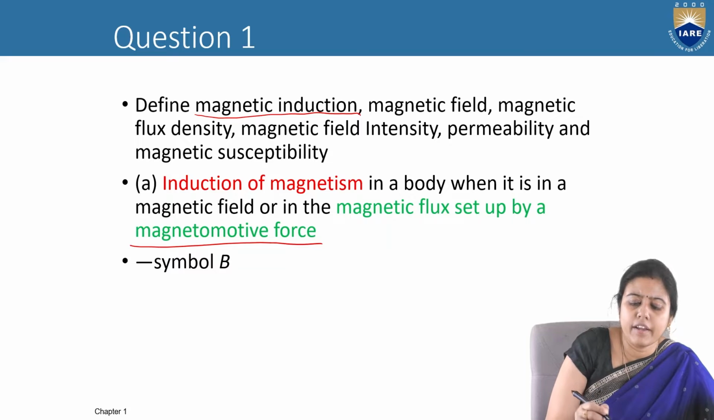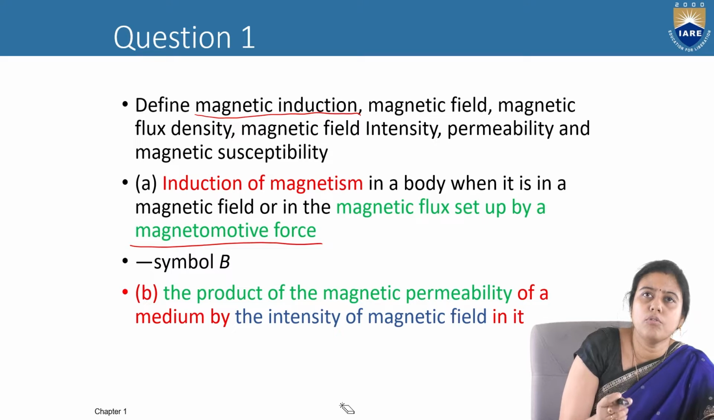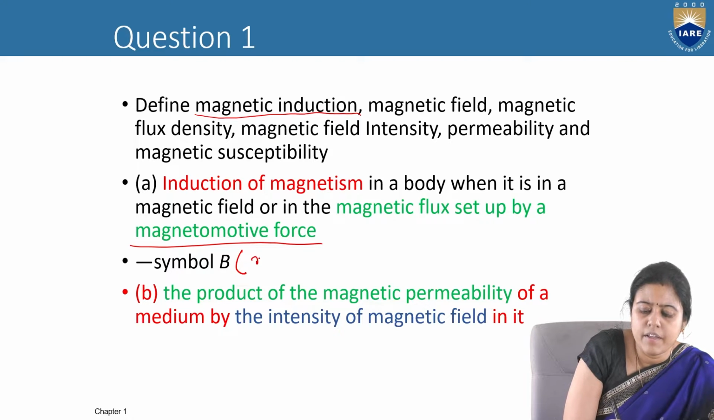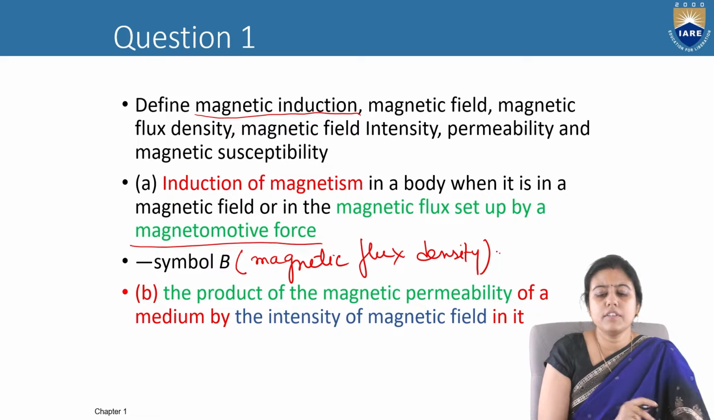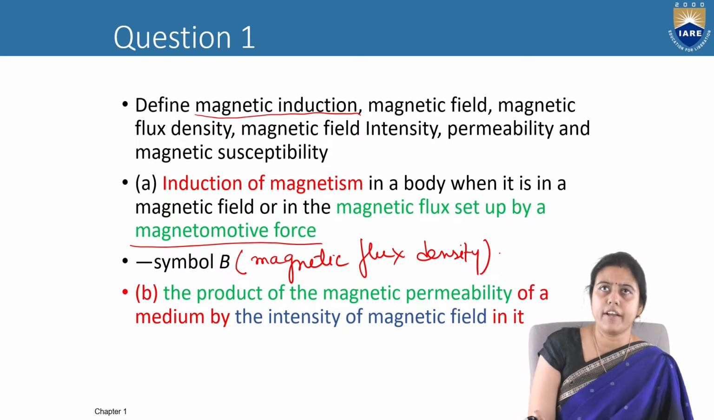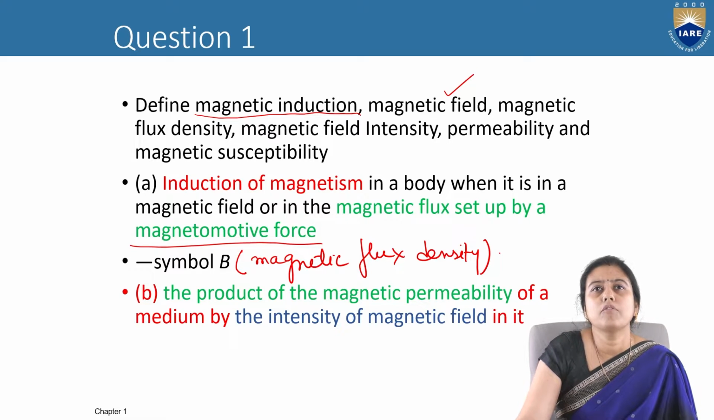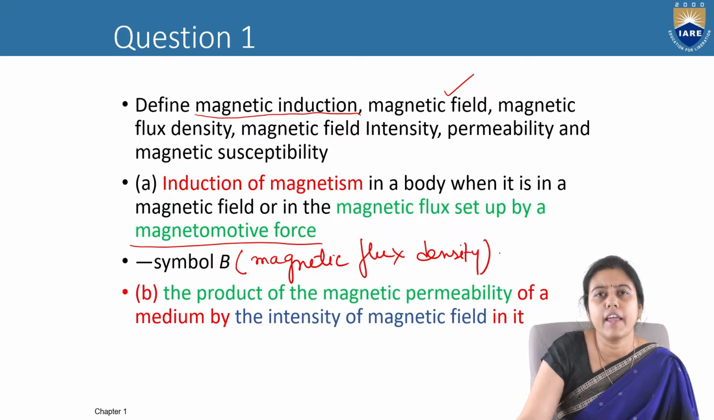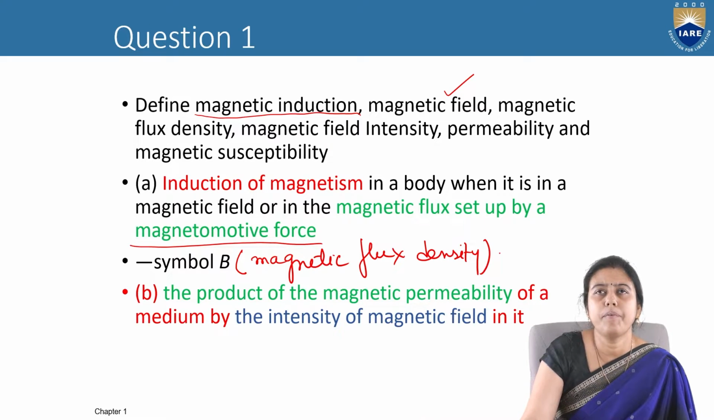Next, what is the symbol? We write it with B, and it is also known as the magnetic flux density. So this is also known as the induction of magnetism. We are moving to the next question. What is magnetic field? Magnetic field is the area where, if we keep any magnetic material, it will experience some force.